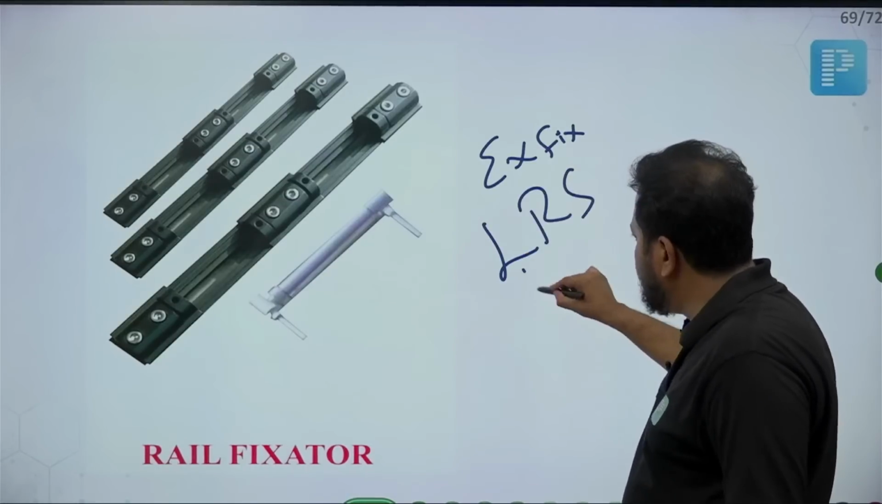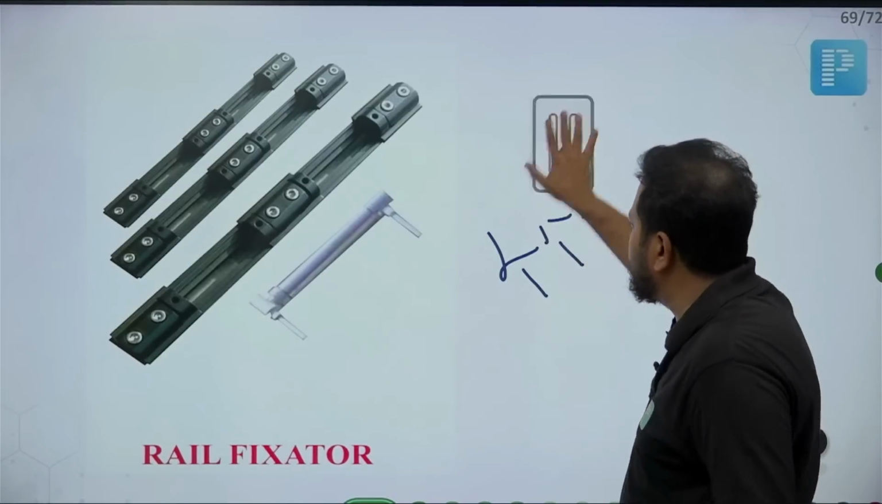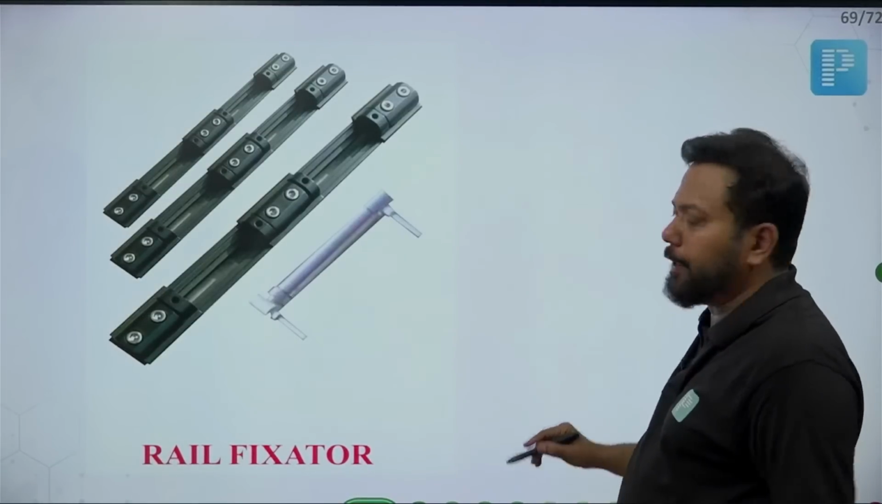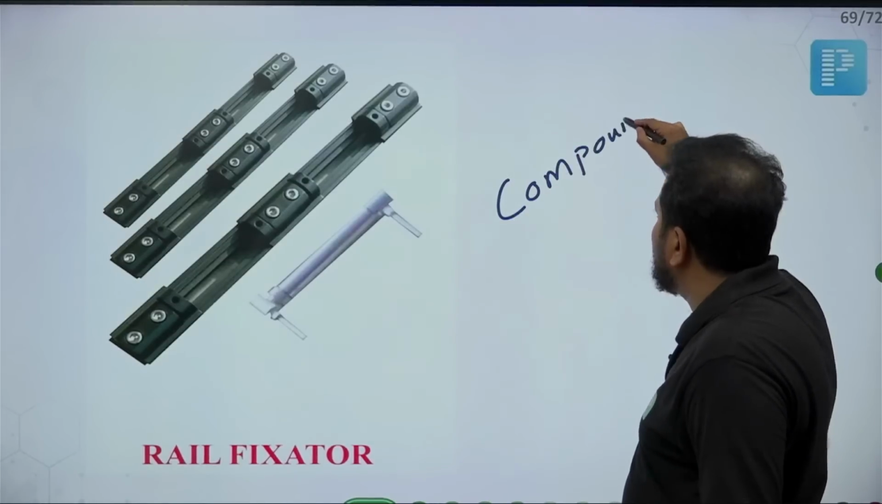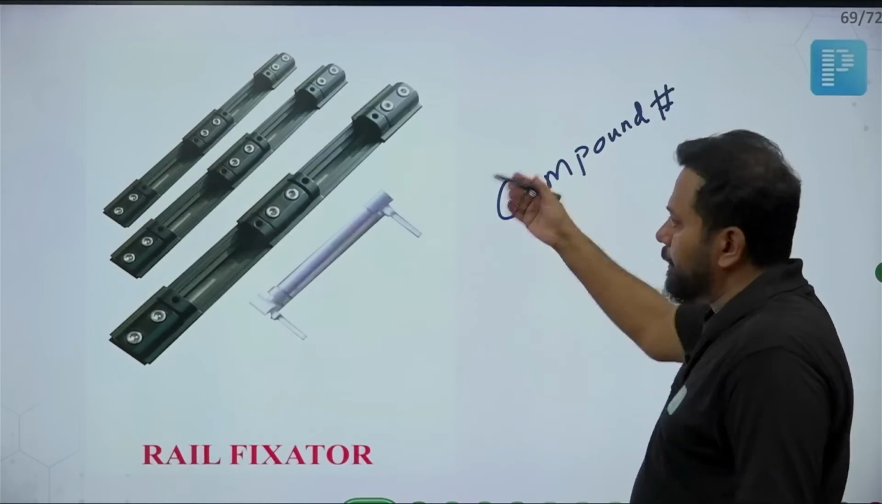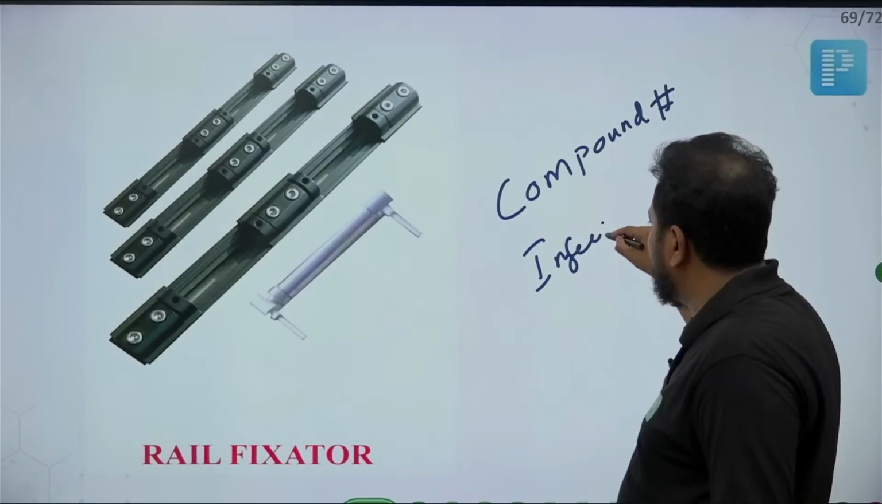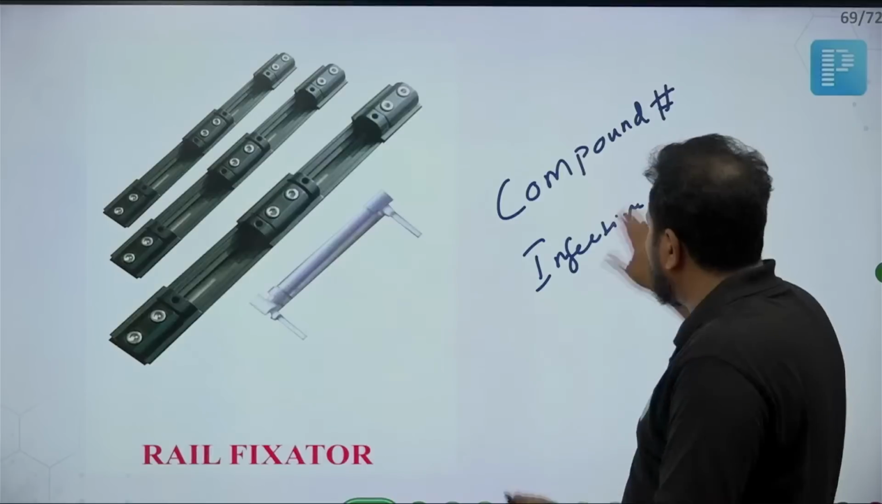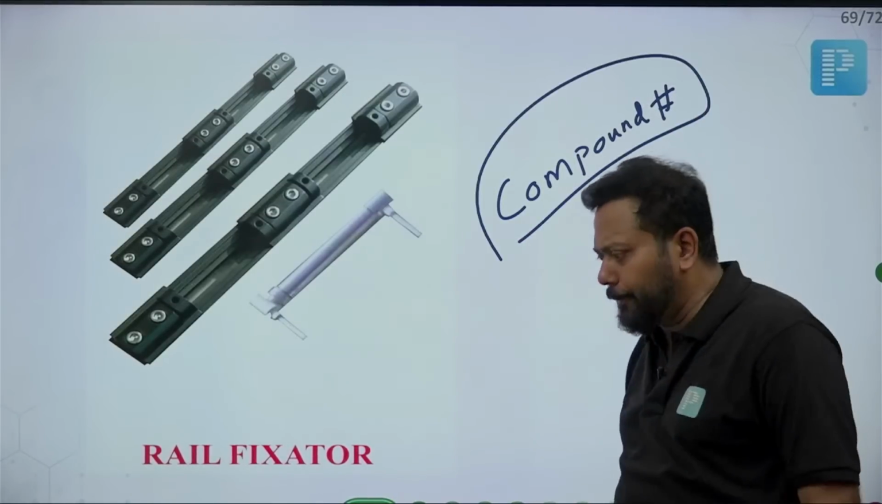LRS, limb reconstruction system. What is the indication for this LRS? LRS is mainly indicated in compound fractures. Compound fractures, so gold standard treatment. Infective non-union. Okay. Infective non-union, Ilizarov is gold standard. Main indication for this is compound fractures.